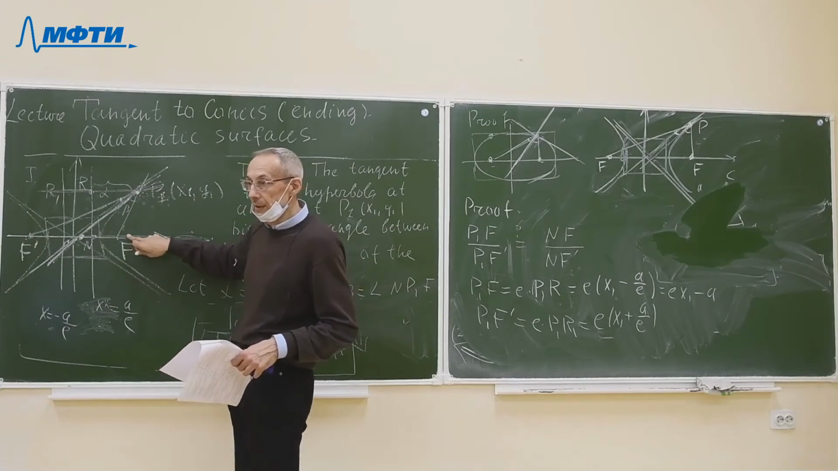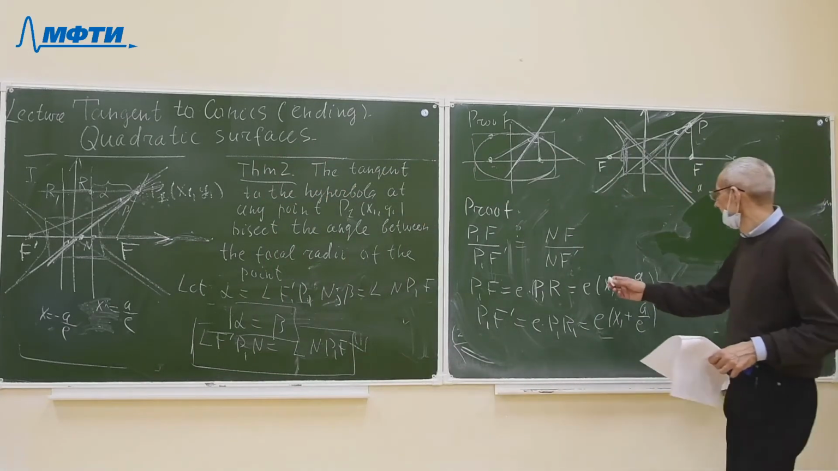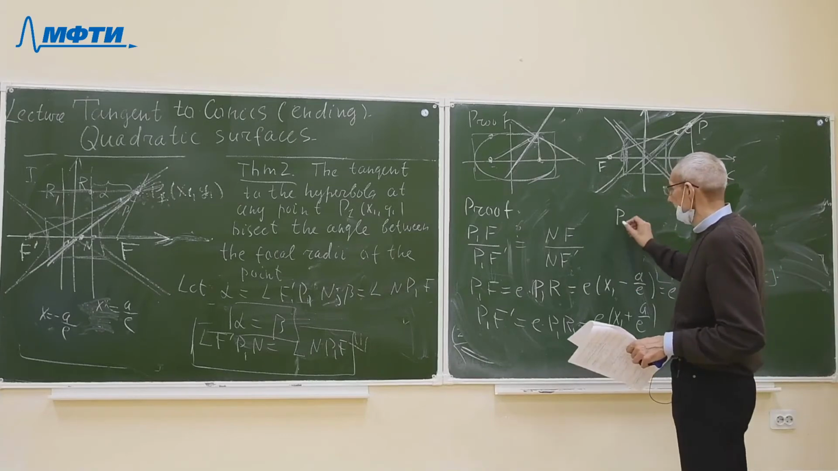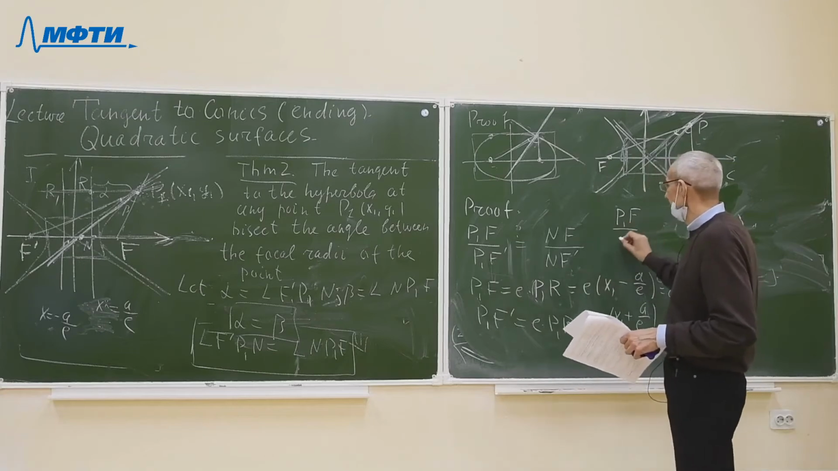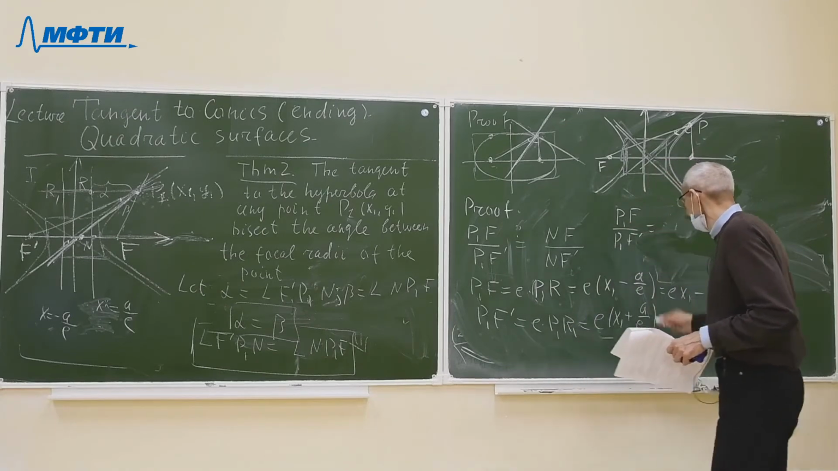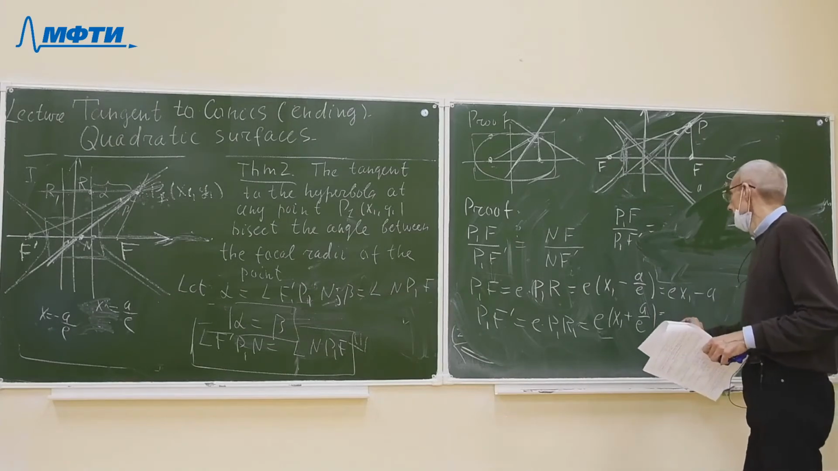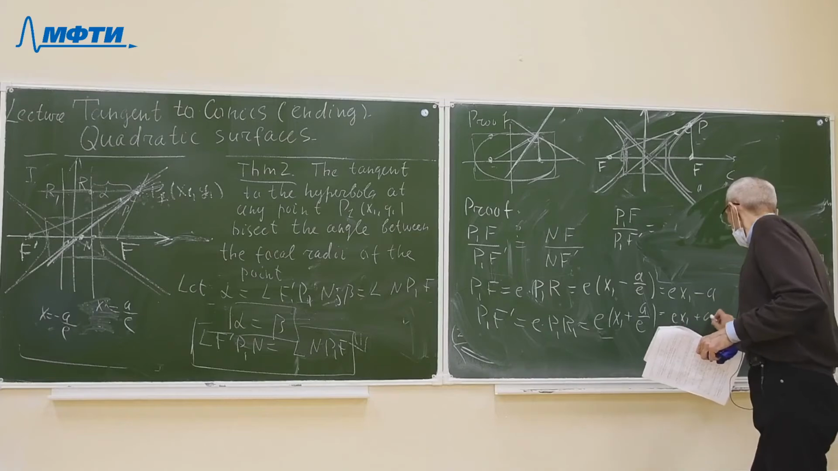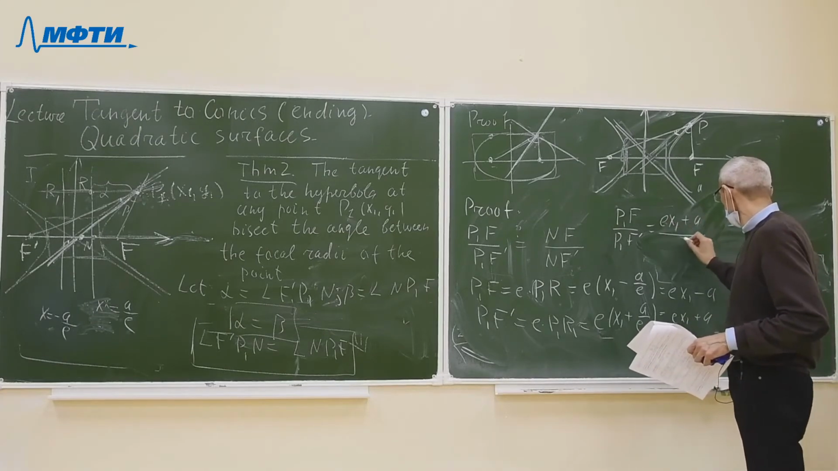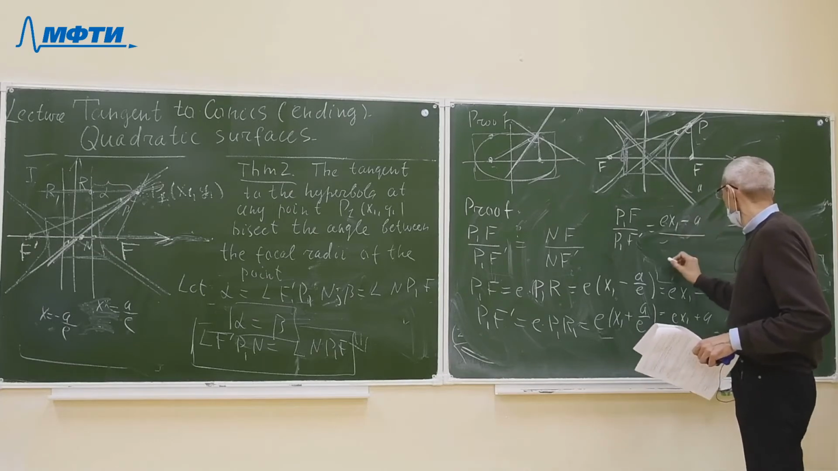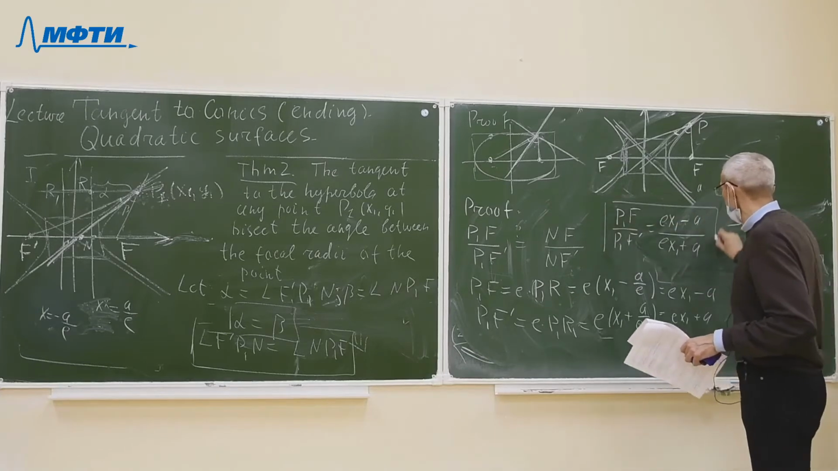By definition. And we obtain that the left side of our equality, P1F prime, is equal to this ratio, E x1 plus A, the left side.